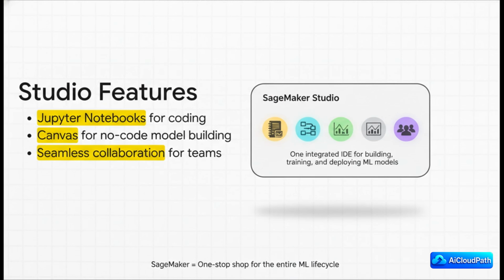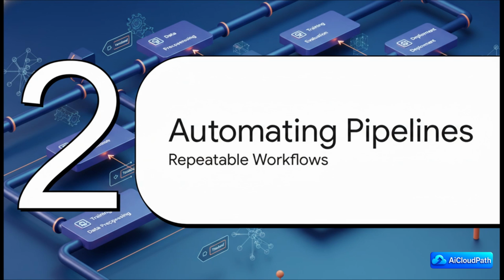And what's really powerful here is how it's designed for the entire team. The coders can jump right into the Jupyter notebooks they already know and love, while maybe a business analyst can use SageMaker Canvas to build models visually with absolutely no code required. It really is a collaborative space. So, we've got our lab, our studio, to experiment in. But how do we make our work repeatable and ready for the real world?